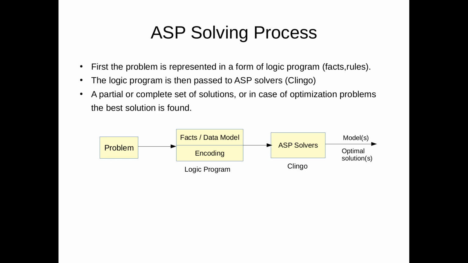The logic program is then given to the ASP solver, and this solver internally tries to evaluate those inputs and produce some optimal solutions. So the logic program is passed to the ASP solvers. In this case, we have clingo. It is basically an ASP solver for answer set programming, a computationally very fast solver. And the partial or complete sets of solutions are found; in the case of an optimization problem, the best solution is found. So optimization can also be dealt with in this ASP paradigm.